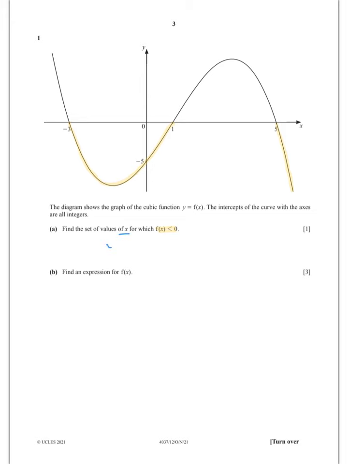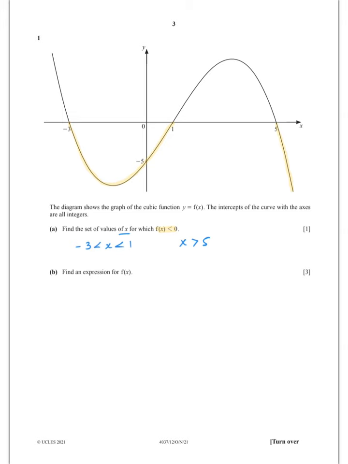So for the left side portion, x should be greater than -3 and less than 1, because you can see that x should be greater than -3 and less than +1. So this portion has been covered. For this part x should be greater than 5. So I will say that x should be greater than 5. That is your answer. Next one, find an expression for f(x).